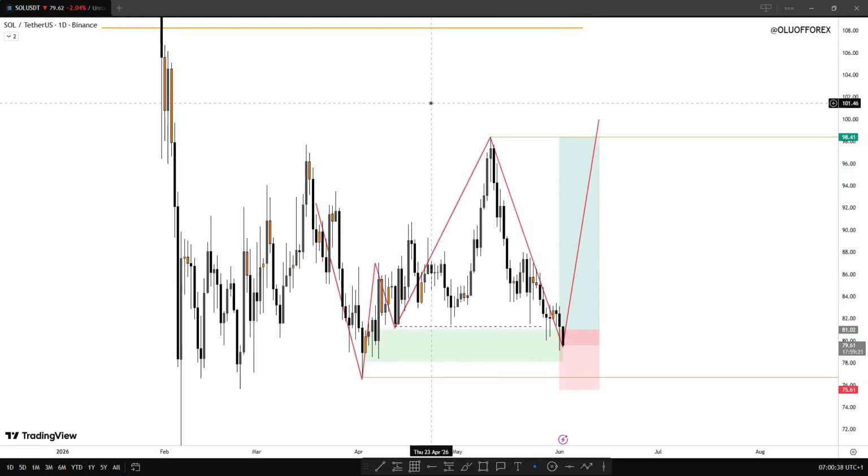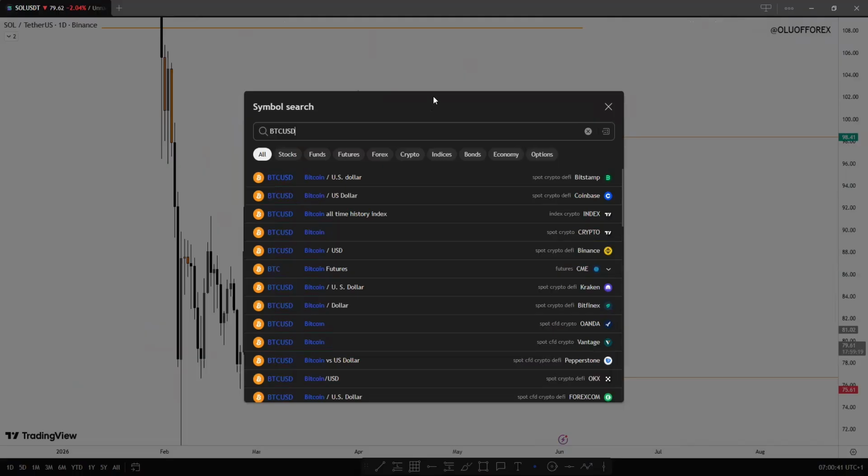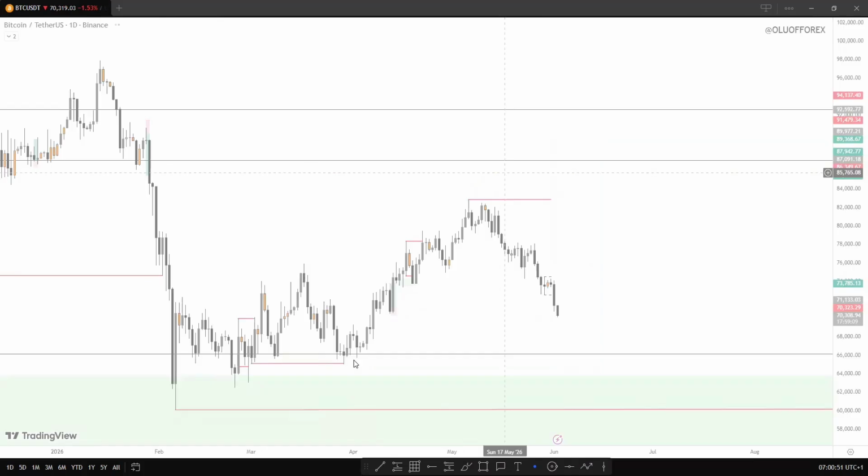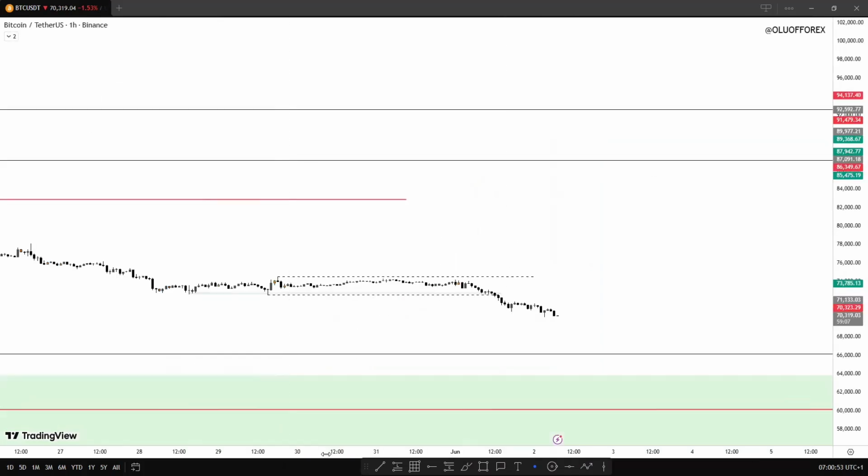Let me explain this last trade, on Bitcoin. This one will help you understand better everything I've been explaining. I took about 3 trades on BTC. I'm very, very bullish on Bitcoin. So look at this trade.